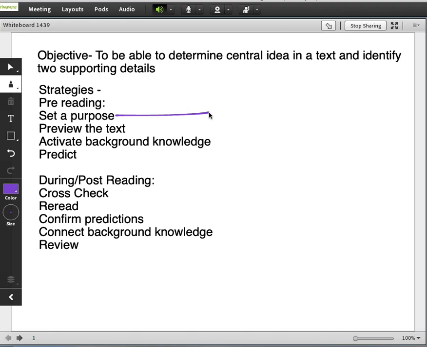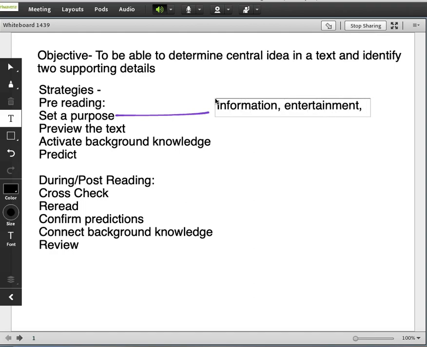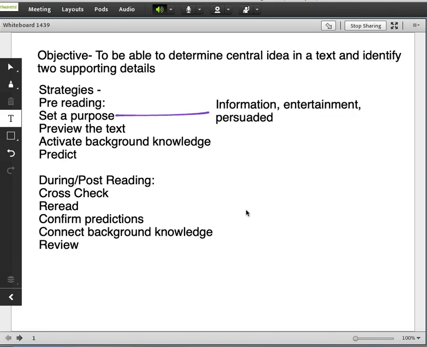If I was reading a newspaper article, I might be reading for information. So these are just some reasons we might be doing some reading: for information, entertainment, to be persuaded. All of these are reasons we might be reading. So the same is true if you're an author. You have a specific purpose. You're either writing to inform, entertain, or persuade. So you're doing the same thing when you're reading.